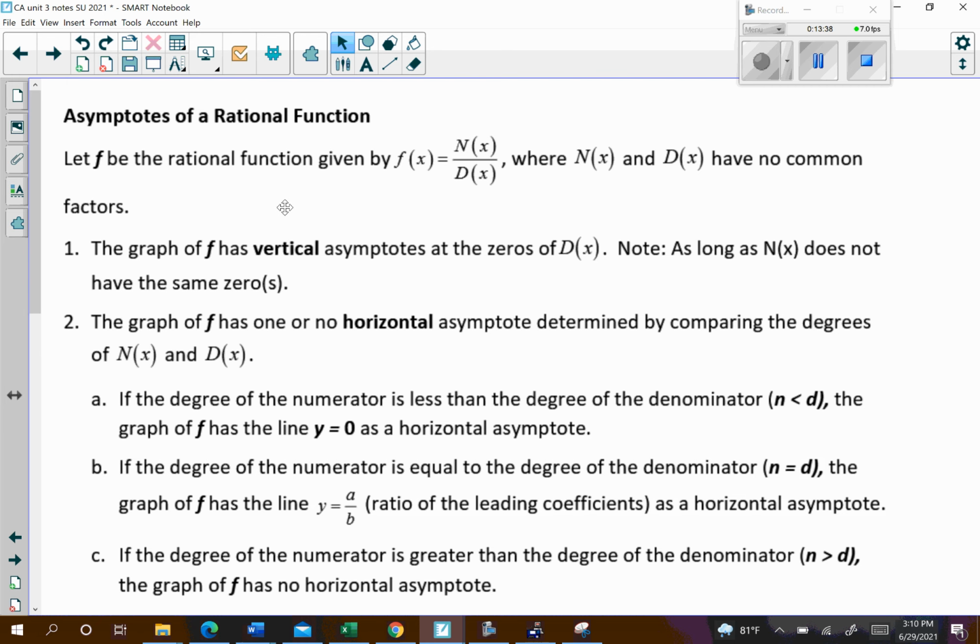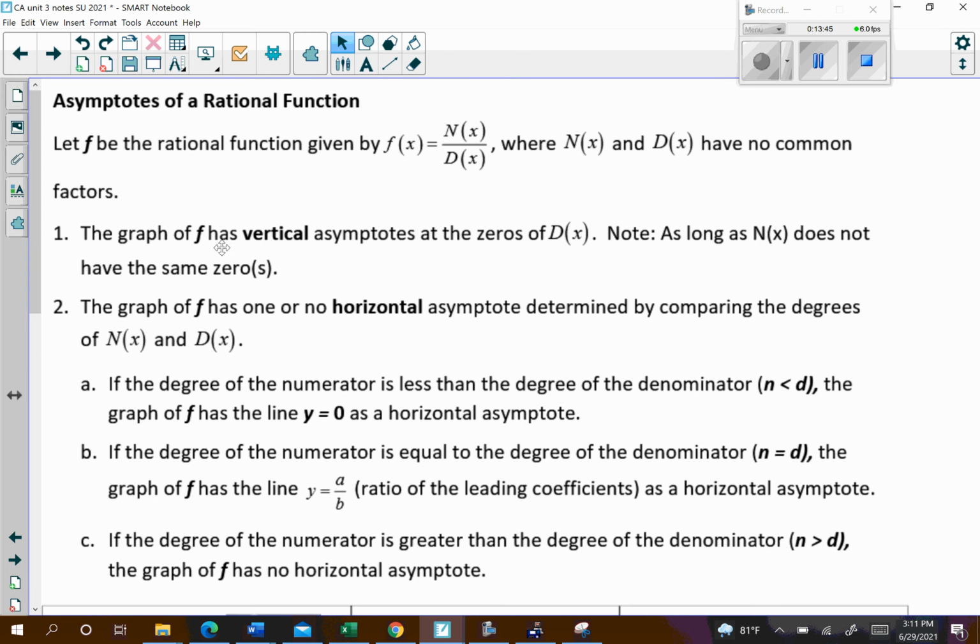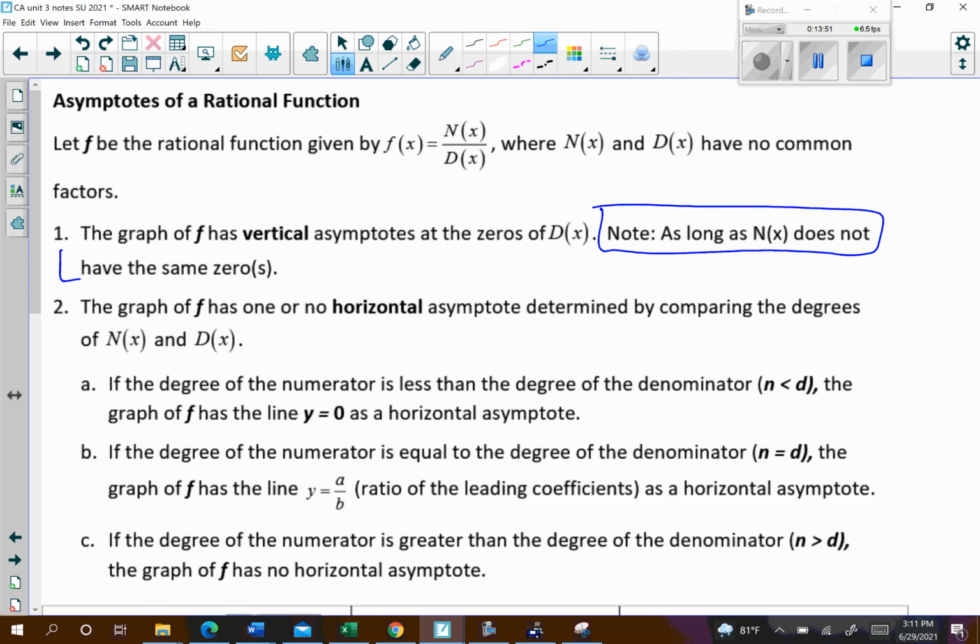Don't overthink this. Note, as long as n of x does not have the same zeros, that's something that would be covered in pre-calculus. So you don't even really need to worry about this note right here. That's not going to be an issue for us. So vertical asymptotes are pretty easy. Just find the restricted values. Those are how you find your vertical asymptotes.